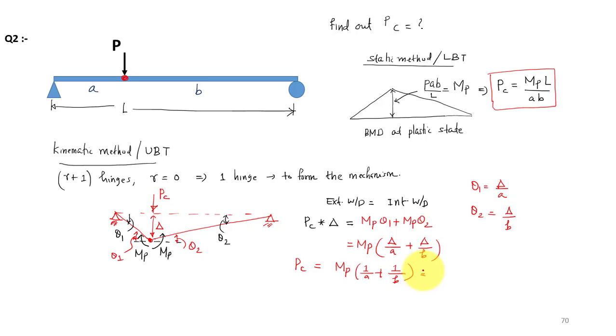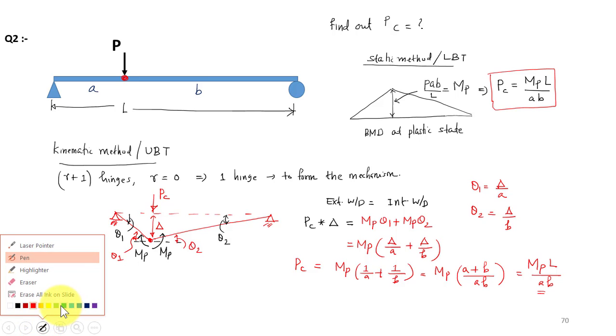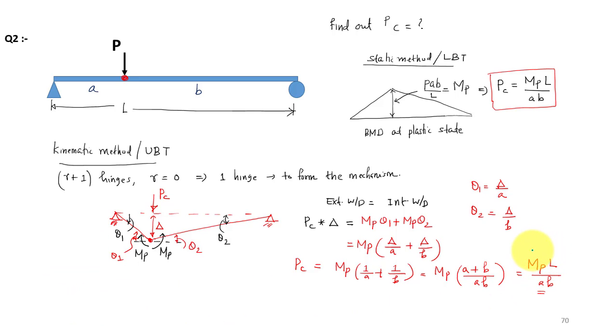So it will become Mp into A plus B by AB, and A plus B is the total span L. So Mp L by AB, that is my collapse load. For this question also, your collapse load given by the kinematic method, Mp L by AB, is the same as your static method, Mp L by AB. So this is the true solution again.